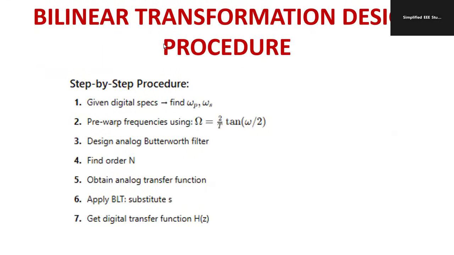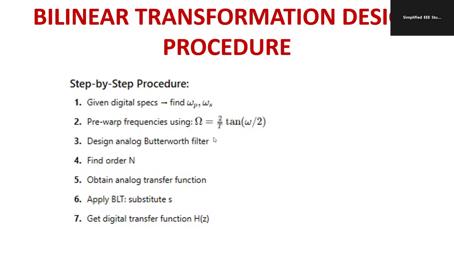It is most important. So we have a set of procedures for the pre-warping formula. Let us discuss one by one, especially BLT. What are the different steps involved in the BLT? Number one, first of all, given the digital specifications, you are supposed to mention and note down omega p and omega s. That is the first step. The second one is you have to apply the pre-warping, which I mentioned earlier. Use the pre-warping formula which I mentioned earlier.